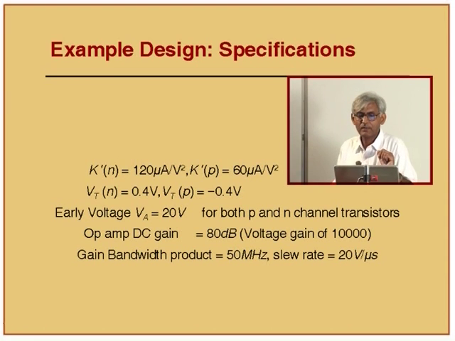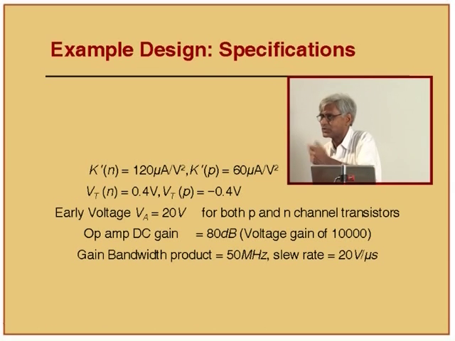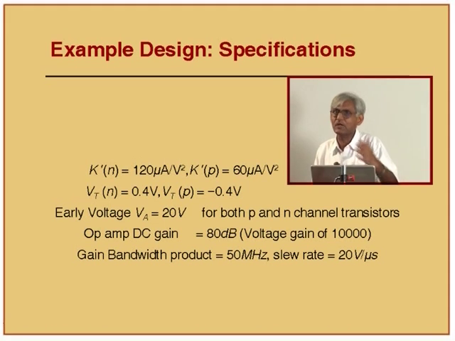Let us take K prime P to be half as much. This we discussed yesterday also. You very often take the P channel mobility to be half that of N channel mobility. Let's take it as 60. These are just numbers. You could have chosen other numbers. This is just to illustrate. I'm just simply saying that these numbers are reasonable of actual technologies. Take the two VTNs to be plus minus 0.4, though that we will not be using at all.